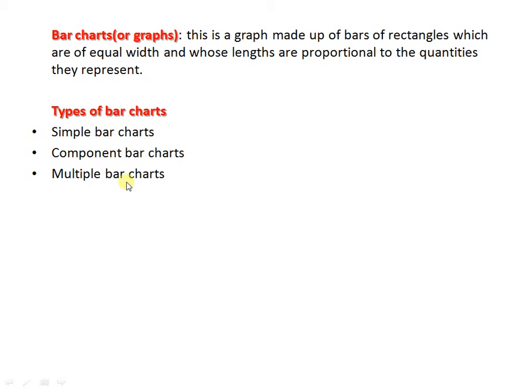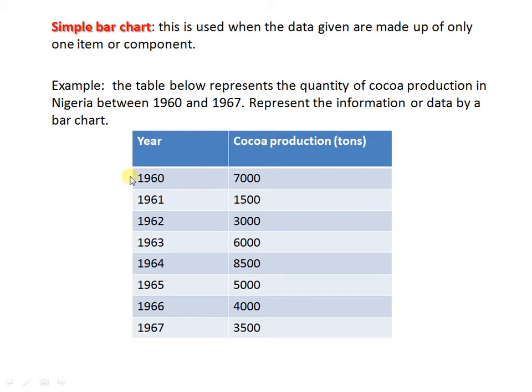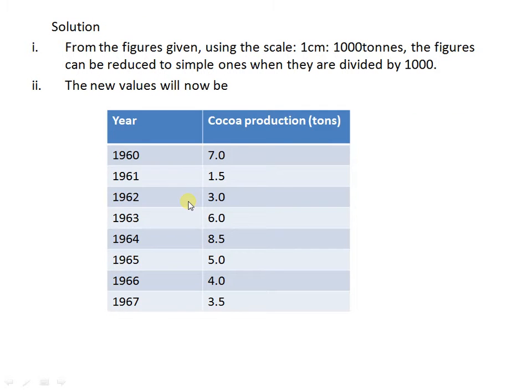This is a simple bar chart, which is used when the data given are made up of only one item or component. You can see this table. It can be converted into a bar chart, and this is the bar chart conversion.